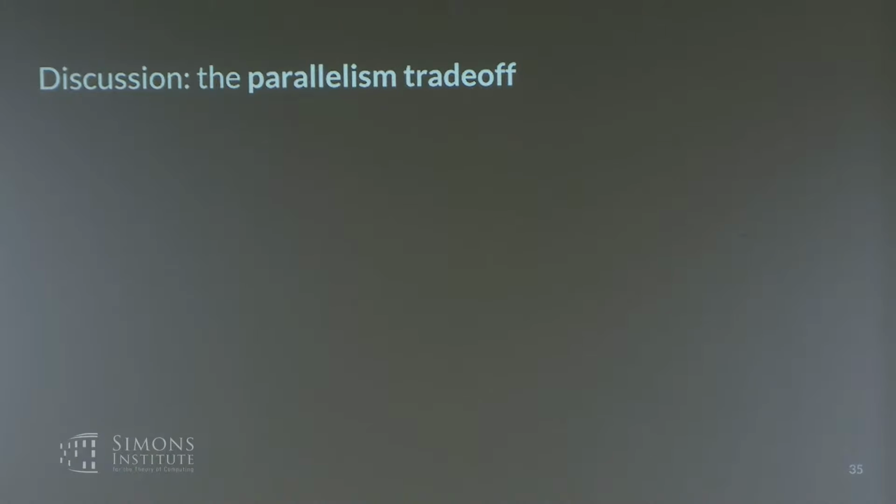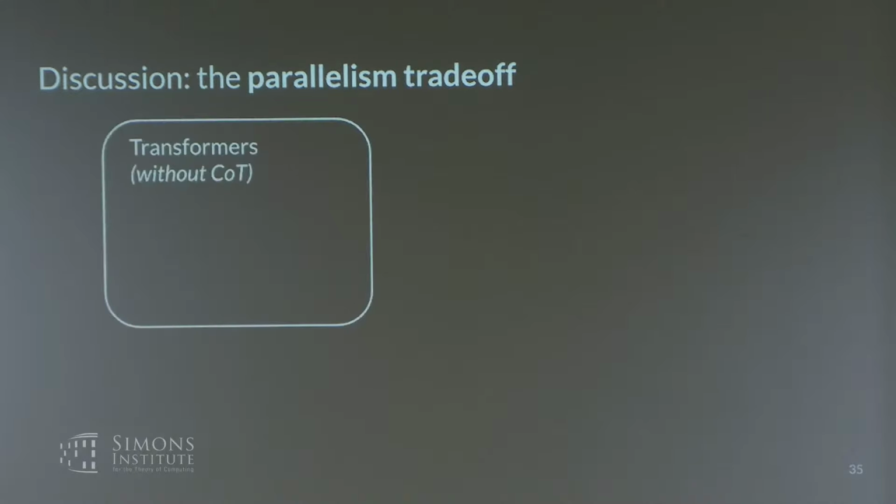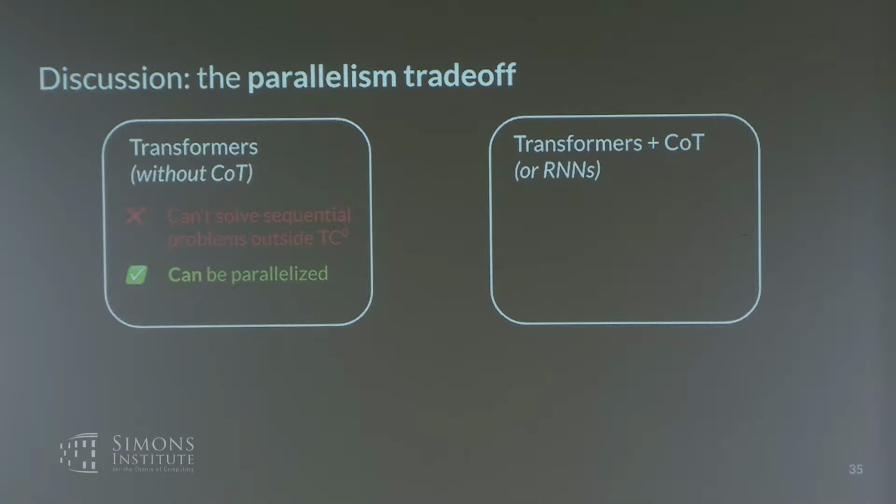So I think a nice takeaway from thinking about transformers with chain of thought versus transformers without chain of thought is that without chain of thought, we have transformers that can't solve sequential problems outside TC0. But on the other hand, they can be parallelized, which is nice, and that's why we can pre-train them at scale. And if we have transformers with chain of thought or other recurrent models like LSTMs or RNNs, they actually can solve sequential problems outside TC0. So a basic RNN can solve permutation composition, for example, but they can't be parallelized efficiently like a transformer. And that hurts the scalability if you want to train this model on a ton of data.